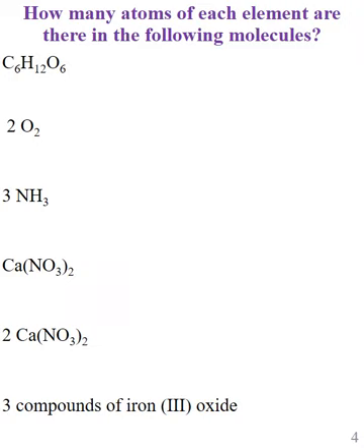How many atoms of each element are there in the following molecules? Let's do a few of these. C6H12O6, this is a sugar molecule. How many carbons are there? 6. So 6 carbons. How many hydrogens? 12. And how many oxygens? 6.